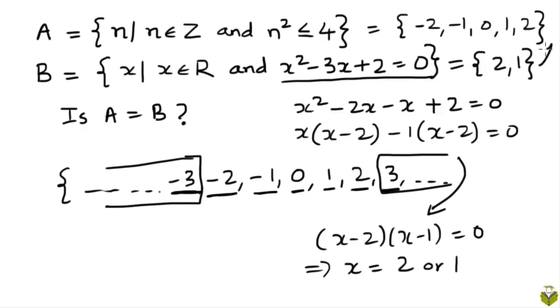Now comparing these two sets, we can see that they are not equal because A has extra elements which B doesn't have. So is A equal to B? We say the answer is no.